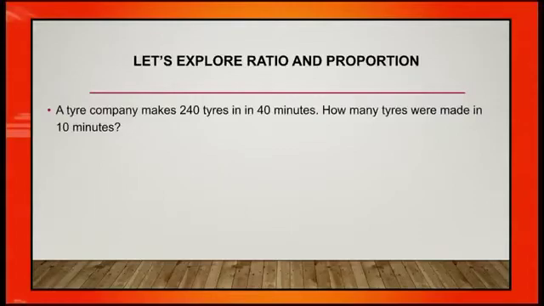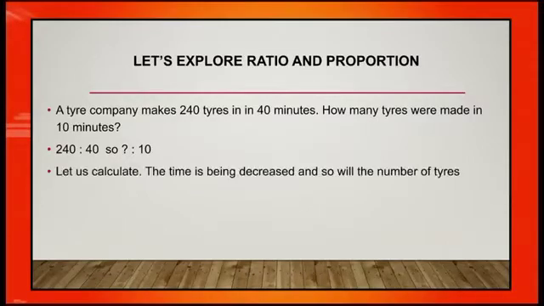All right, so let's look at our first scenario for the afternoon. A tire company makes 240 tires in 40 minutes. How many tires were made in 10 minutes? So let's look at the ratios that we're seeing here. 240 to 40 minutes. How many tires were made in 10 minutes? There is some information that we're going to put down. So 240 to 40, and we want to know how many tires would have been made in only 10 minutes.